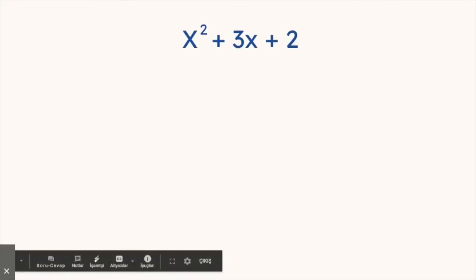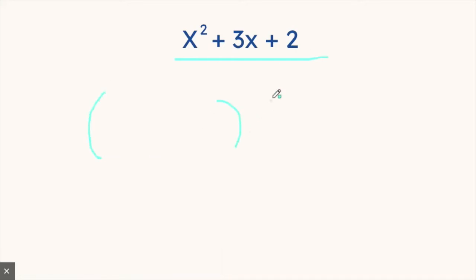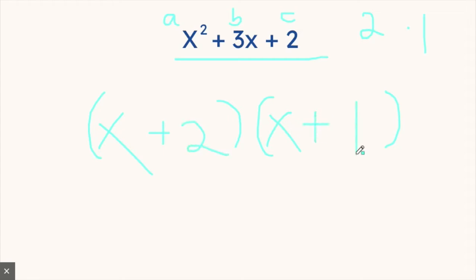Now in the last class we learned about factoring. We had something like this and we separated that into two parentheses. We did that by first finding the multiples of the C. This was B, this was A. The multiples of 2 are 2 and 1. 2 times 1 is equal to 2. 2 plus 1 is equal to 3. So we know the numbers are x plus 2 and x plus 1. And that's how you factor quadratics.